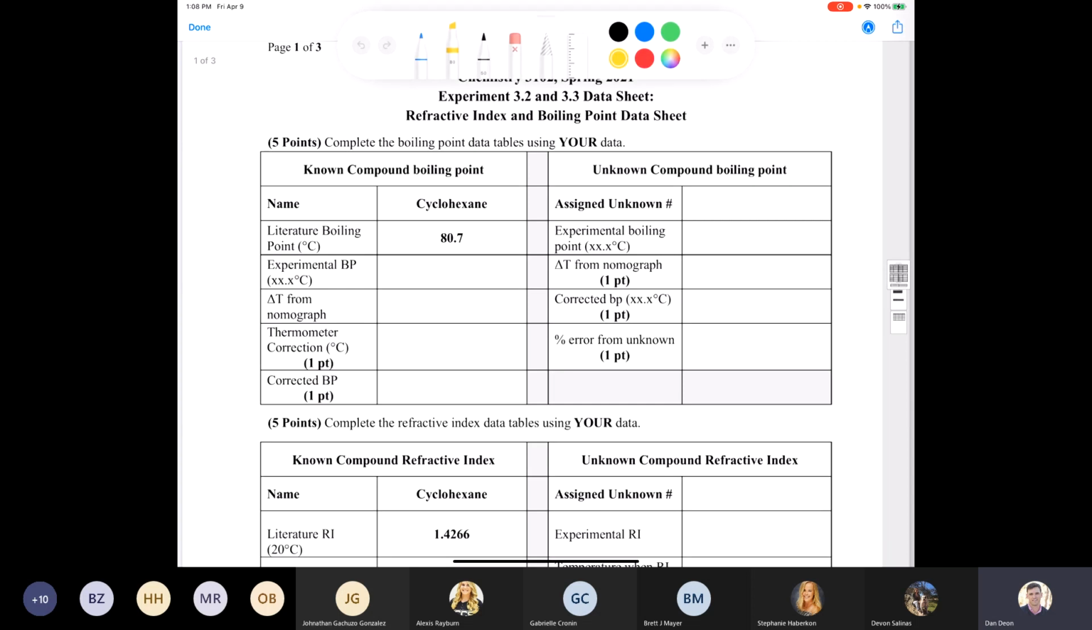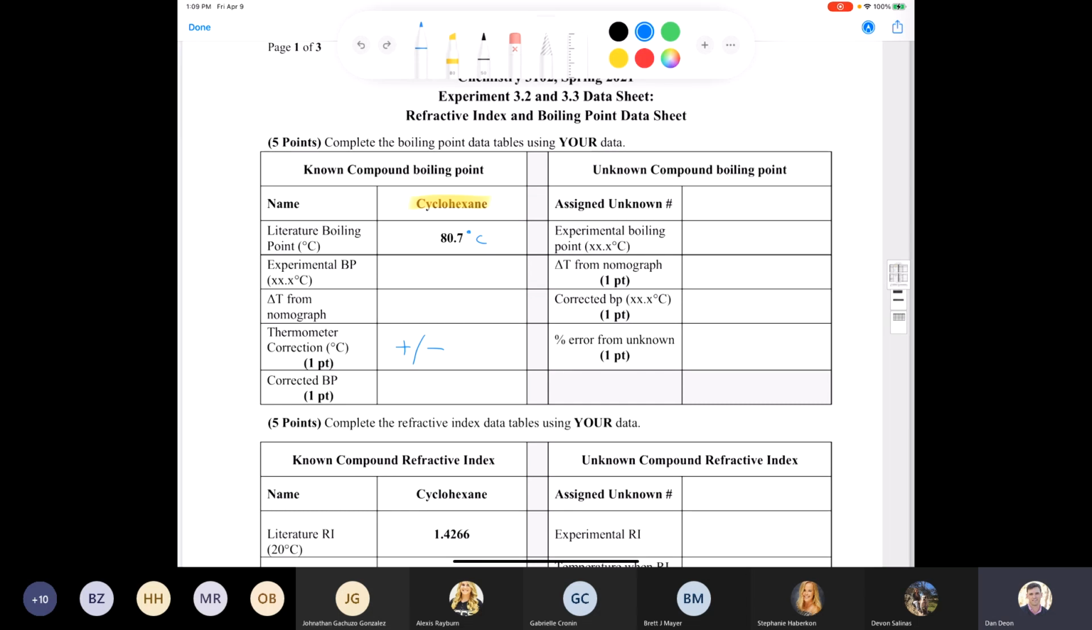For your known compound, everybody has the same known compound, cyclohexane. It has a literature boiling point. You're going to measure the experimental boiling point. You're going to get the correction from the nomograph. Then you do the calculation to determine your thermometer correction. Your thermometer correction might be high and it might be low. So if it's low, you'd have to add. If it's high, you'd have to subtract. So it depends. Everybody can have a different thermometer correction here.